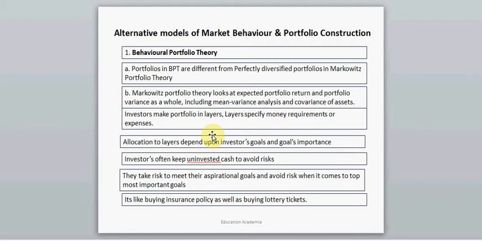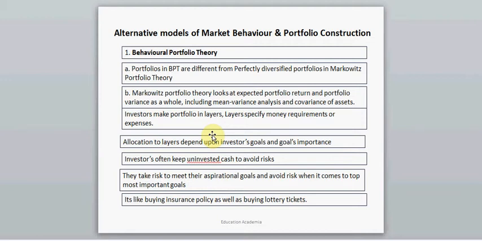It says that the portfolio should be perfectly diversified, but here in behavioral portfolio theory, portfolios might look diversified, but they are not really perfectly diversified. They are not really the optimum portfolios. When I say optimum portfolio, they are the portfolios of Markowitz portfolio theory. So they are not as optimum as Markowitz portfolio theory.